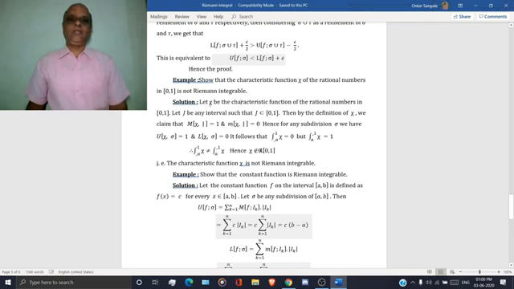Now we will see. Let chi be the characteristic function of the rational numbers in the closed interval [0,1]. Let J be any interval such that J is a subinterval of the closed interval [0,1].